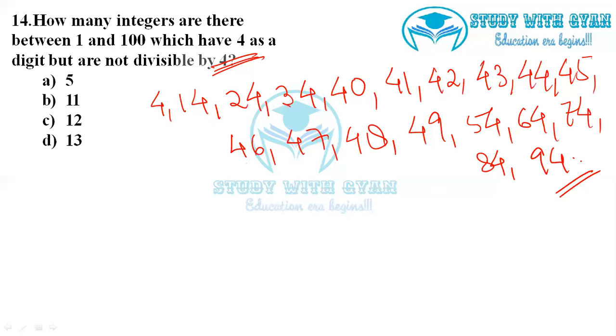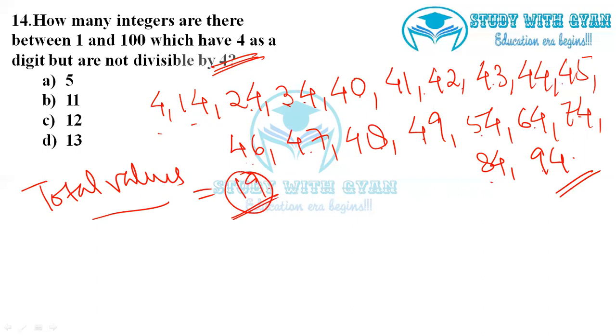First of all, you have to calculate the total number of values. So the total values in which 4 is coming: 1, 2, 3, 4, 5, 6, 7, 8, 9, 10, 11, 12, 13, 14, 15, 16, 17, 18, and 19. So there are 19 values in which 4 is coming.